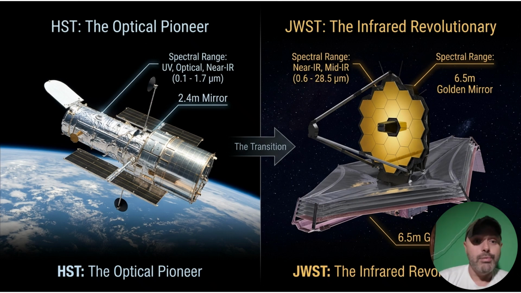You can imagine Hubble is looking through a tiny keyhole in the spectrum, whereas James Webb Space Telescope is looking through a large window. As you can see from the graphic here, the spectral range for Hubble was 0.1 to 1.7 micrometers. And with James Webb Space Telescope, it's 0.6 to 28.5 micrometers. You can see the large difference between the two.